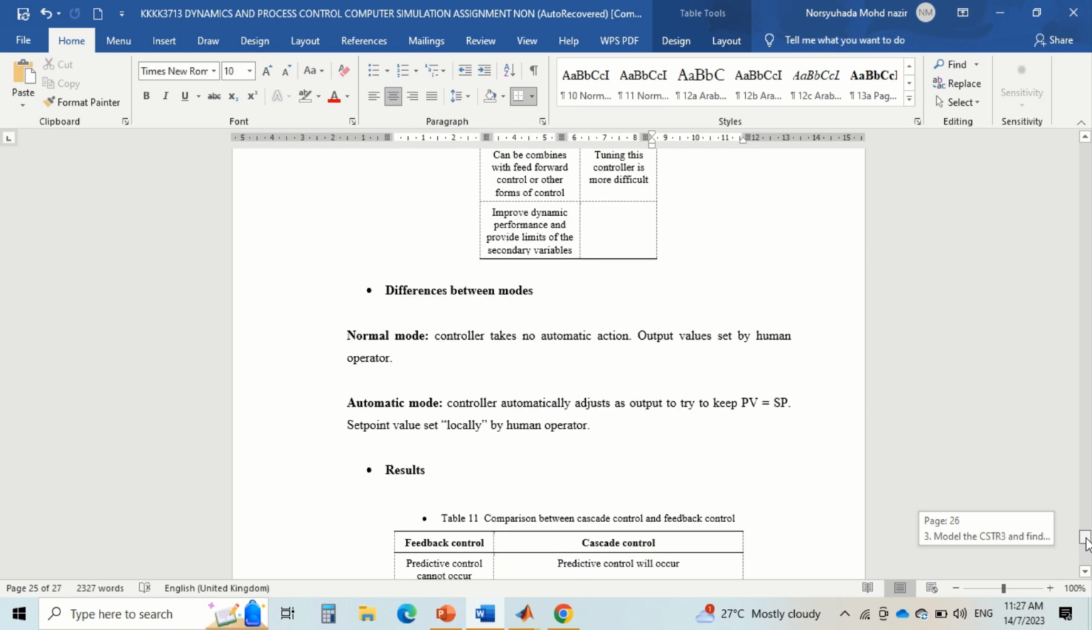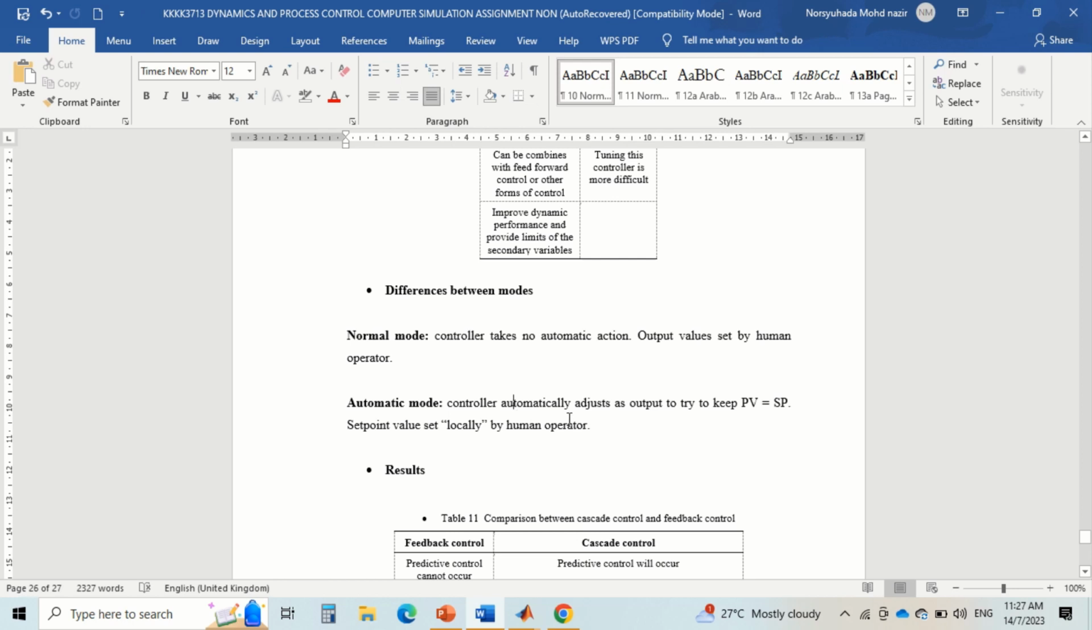The difference between modes: there are two modes, which are manual mode and automatic mode. For manual mode, the controller takes no automatic action. The output value is set by the human operator, while for automatic mode, the controller automatically adjusts its output to try to keep PV equal to SP. The set point value is set locally by the human operator.